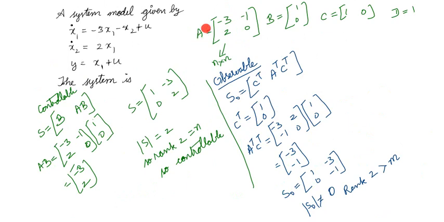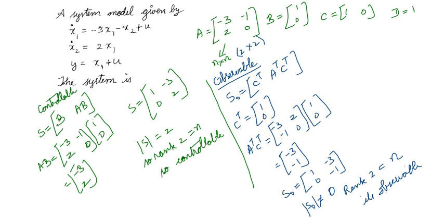Find out the A matrix, B matrix, C matrix, and D. For the system to be controllable, B, AB, we get this. Since the rank is 2, it's not equal to 0. Since we are dealing with observability, the rank should be equal to N. Here N is 2 because A is a 2 cross 2 matrix, so it is observable. So this system is also completely controllable and observable, right?